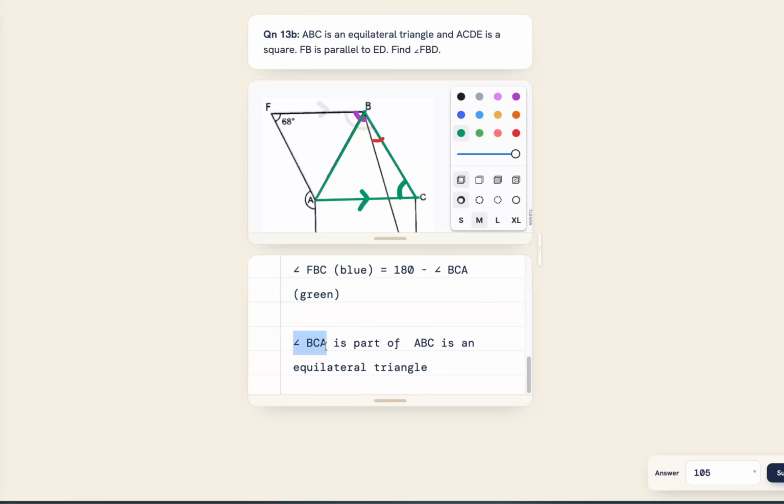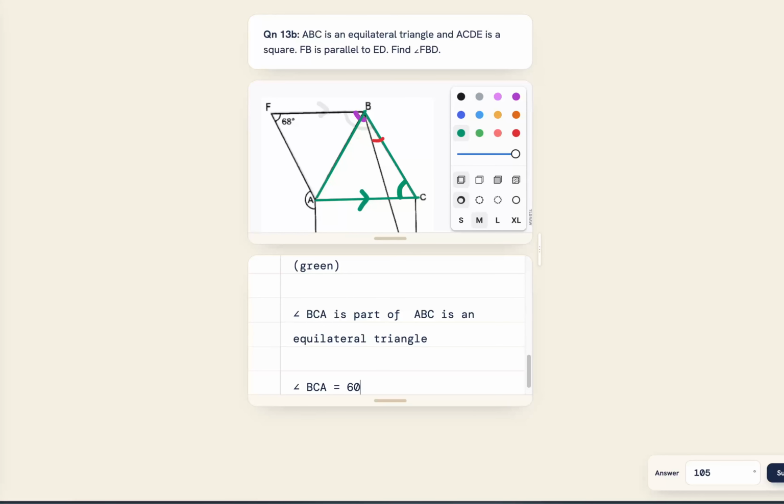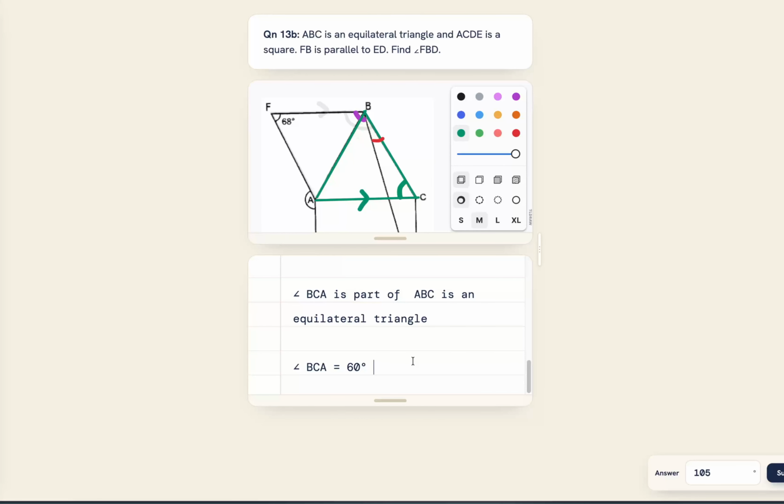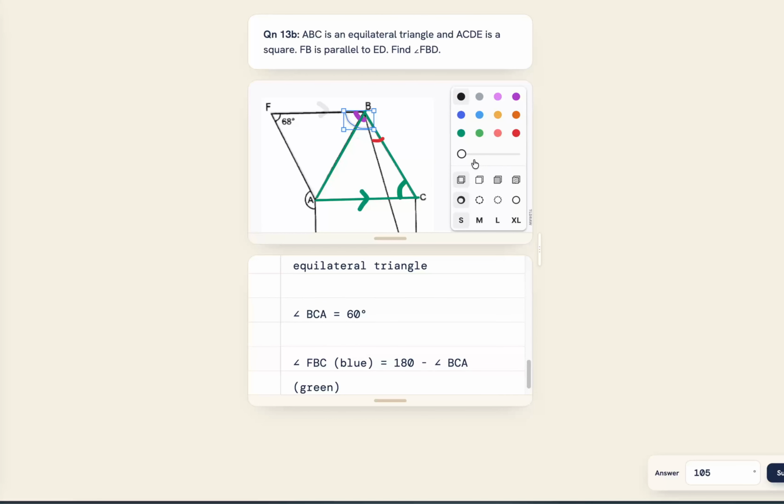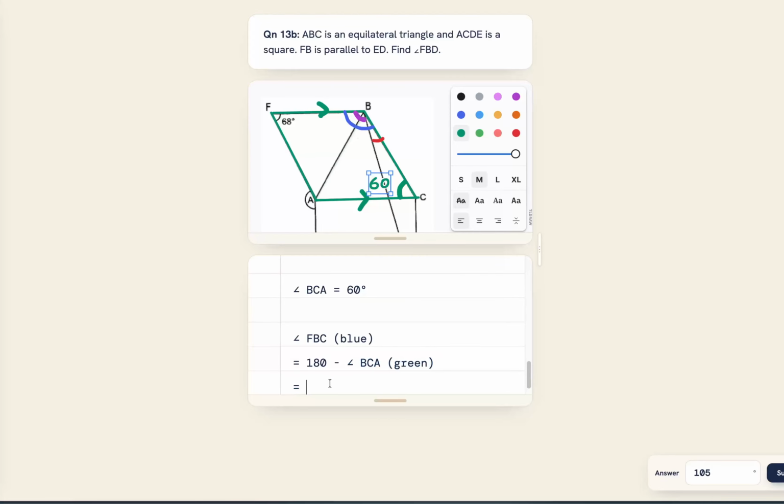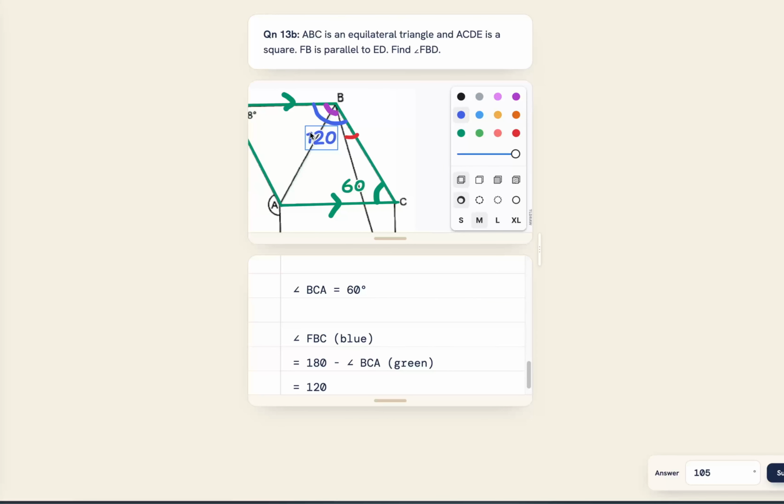So that means angle BCA is equal to 60 degrees. Therefore, angle FBC, the blue angle that we're looking for, is 180 minus the green angle, which is 60. This will be equal to 120 degrees, as you see over here. So now we know 120. The next thing is we need to find this red angle over here.